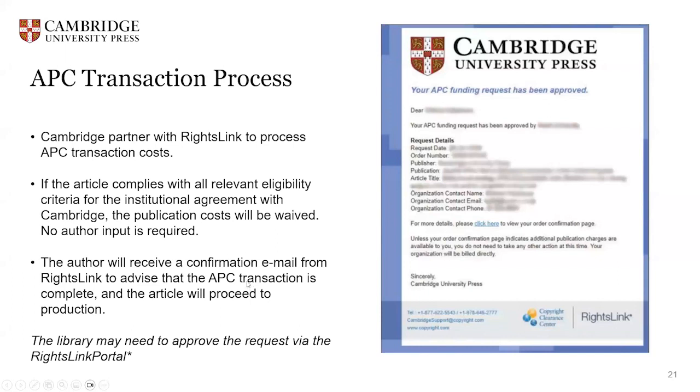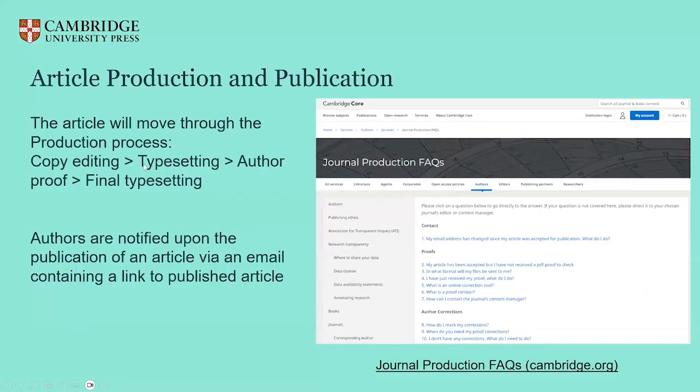In the production team, the article will go through this process. First, the editor will copy edit your manuscript and then typeset it, and then send it to you for proofreading. And when you finish the proofreading, they do the final typesetting and then go to publication online, and release it to all the different platforms like Scopus, WOS, PubMed.